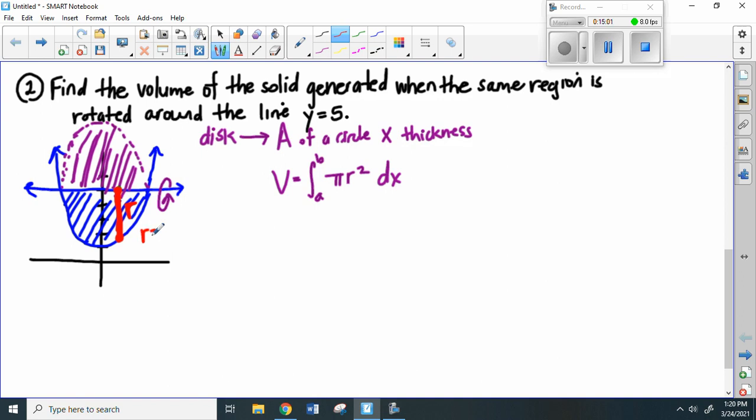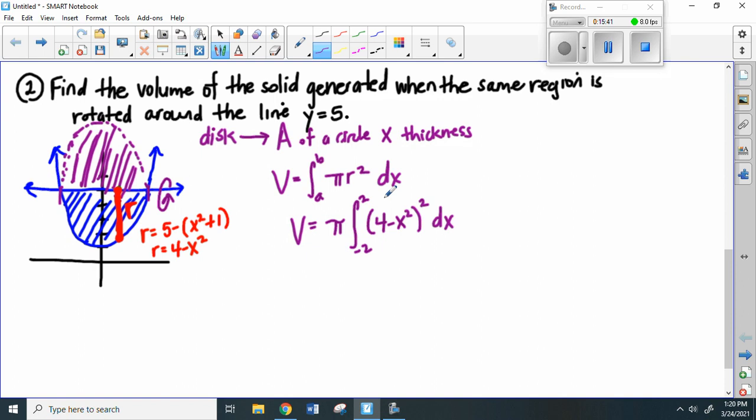So the radius here is going to be that 5 minus the function x squared plus 1, which we already know ends up being 4 minus x squared. So when I come over here and plug that in, I can factor the pi out. That usually makes it easier when I'm taking my integral. I need to put the 4 minus x squared in and square it, dx. And because I'm working in x's, I need the bounds, the x values of where the region starts and stops, which we already know is -2 and +2.